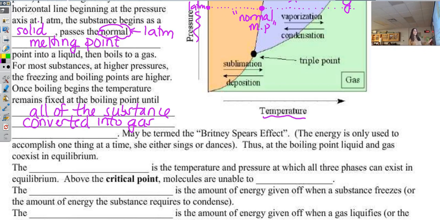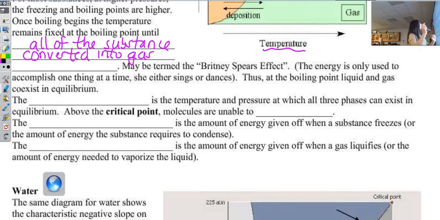The blank is the temperature and pressure at which all three phases can exist in equilibrium. What do we call it if they all exist in equilibrium with each other? The triple point. Perfect. So the triple point is like a sunny day with slush, and you kind of see a little bit of fog. If you're looking out on a lake, for example, and you see a little bit of fog with the water in the vapor state, and then you get slush on top with the liquid and the solid mixed together, then that would be the triple point.